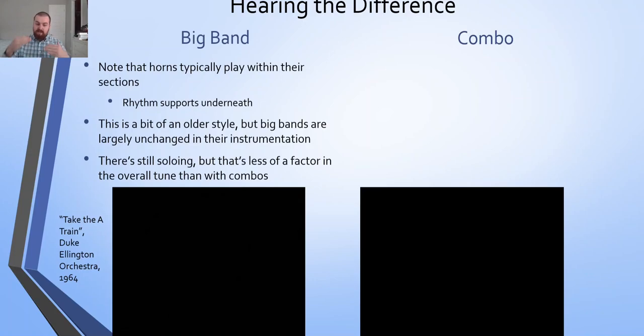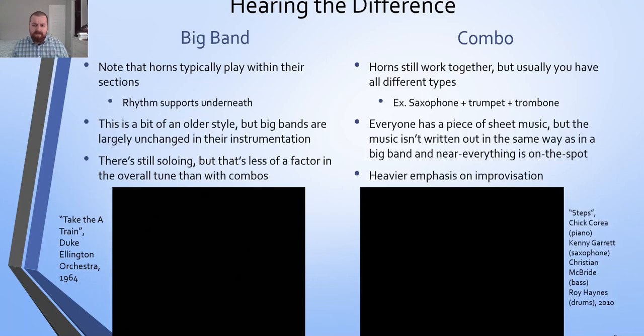Okay. Now, the other side of jazz, of course, is combos, which, as I've mentioned, is arguably more common. In fact, I would say inarguably more common. So the horns still work together, but you have all different types. So instead of thinking of things as the saxophone section, the trombone section, all the horns are together, all the rhythm section is together, and as an ensemble, they're all contributing to the music. It's a little bit less segmented, and usually you have different types of horns.